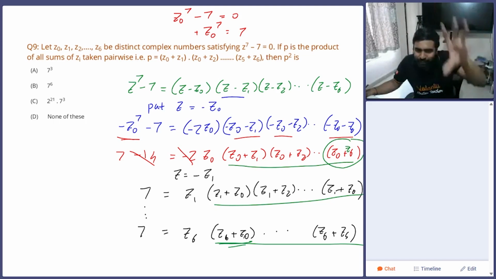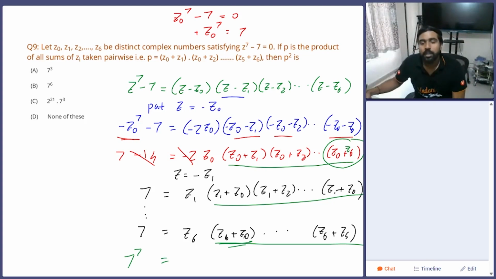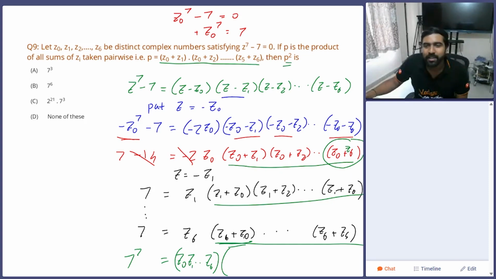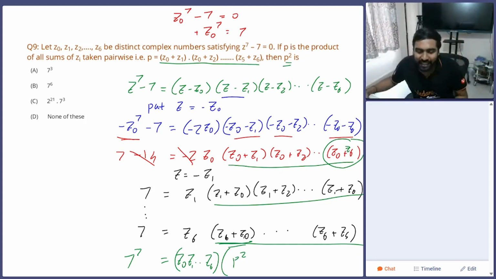That means if I multiply the left hand side and right hand side, on the left hand side, what will I get? 7 into 7 into 7, 7 times, that is 7 power 7 equals to, on the right side, what do you have? You have Z0, Z1 up until Z6 multiplied by, what do you have over here? Isn't this exactly what was asked of us over here? P square. Every term present 2 times. Every term's square is present. Directly, I can say that this is nothing but your P square over here. This is nothing but my P square over here, the entire right side multiplication.